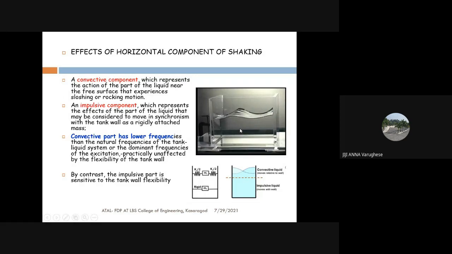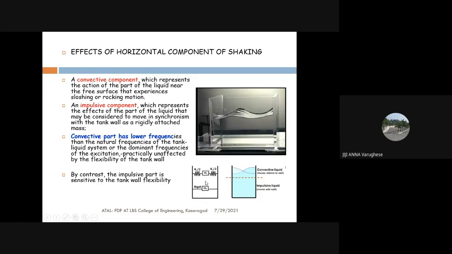And the total mass of water, if m represents total mass of water, we can divide it into two parts. One is the impulsive mass, which is rigidly connected with the tank wall. Here a rigid link is provided to represent the connection between impulsive mass and the tank wall. Whereas the top portion of water has relative movement compared to the side wall. And we can see the first mode of vibration like this. It can oscillate in this direction or oscillate in this direction. And the stiffness for the convective part will be less compared to the stiffness for the impulsive part.